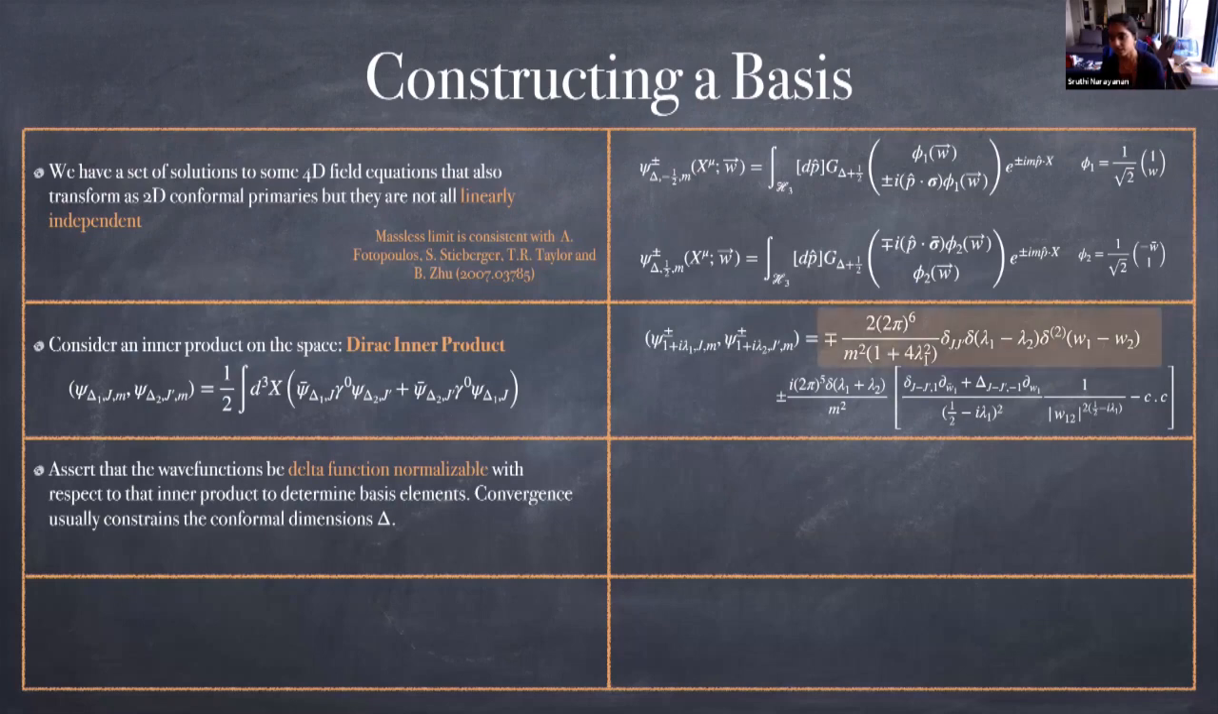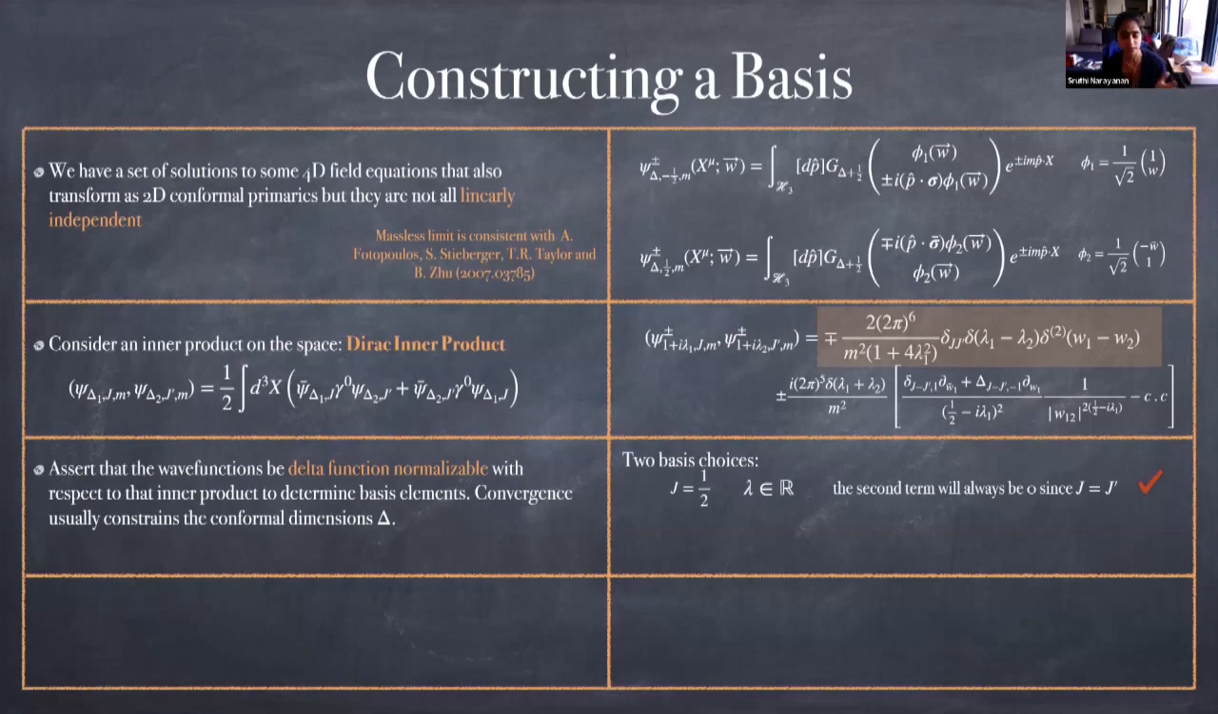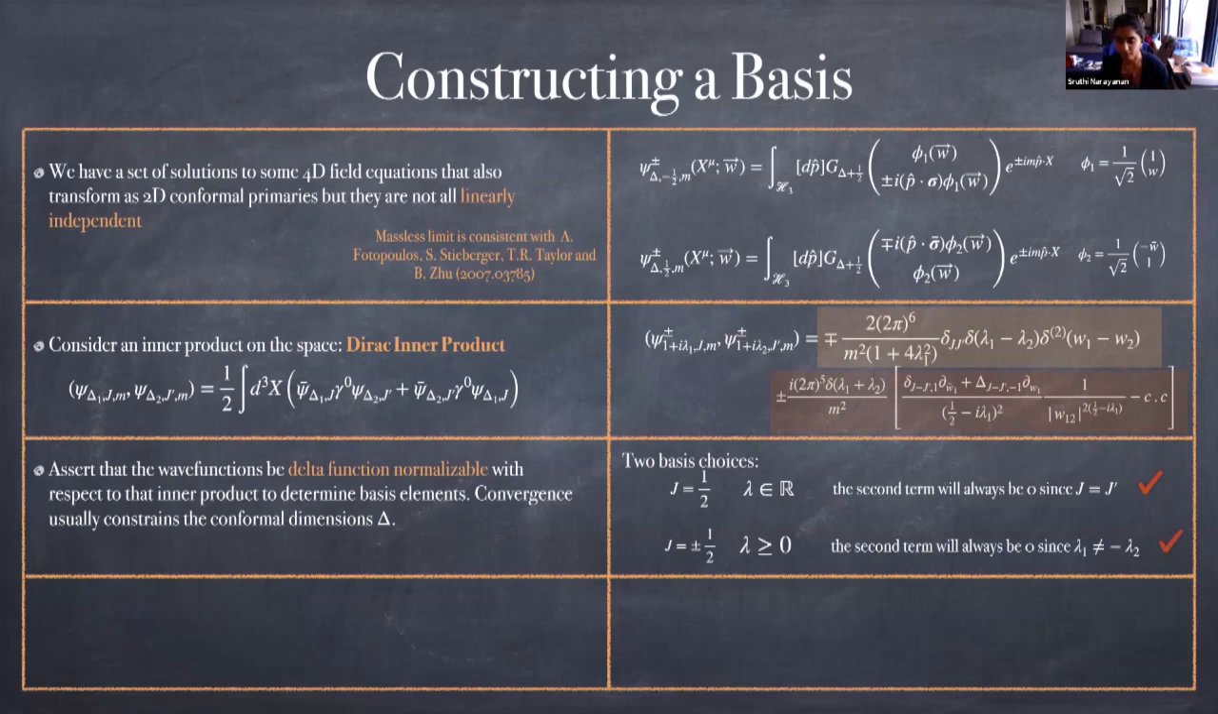So basically, we want to pick out this first term in the inner product, and we get two basis choices. One is where we pick all of our wave functions to be j equals a half, and then we have to pick lambda to be the whole real line. In particular, the convergence of this inner product constrains the conformal dimensions to be on the principal series. So delta is constrained to be 1 plus i lambda. And in this first case, this second term will always be 0 since j is equal to j prime. Our second basis choice is where we pick j to be plus or minus 1/2, but we restrict lambda to be larger than or equal to 0.